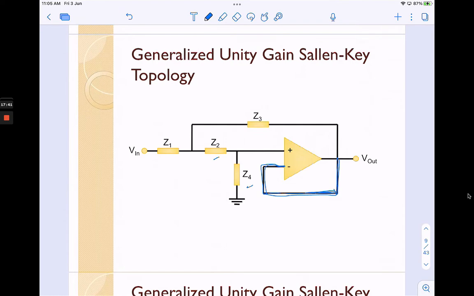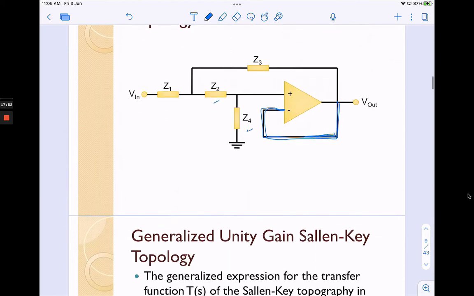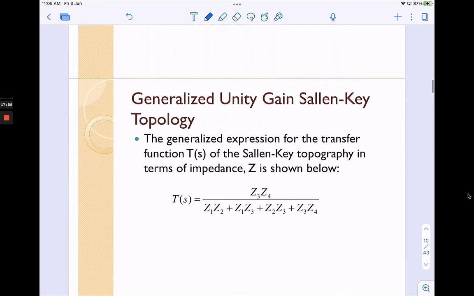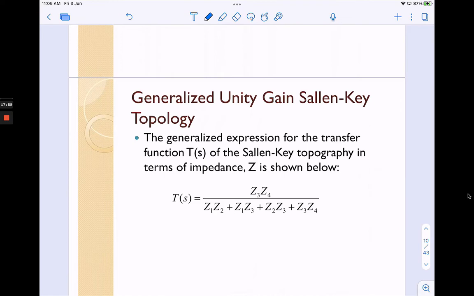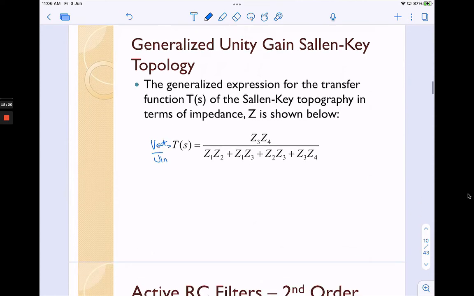Okay, so the difference between the high pass filter and low pass filter configuration for this Sallen-Key is just the location of the capacitor and resistor. Okay, so for this generalized topology of a Sallen-Key filter, the transfer function Vout over Vin of the system is given by Z3 Z4 over Z1 Z2 plus Z1 Z3 plus Z2 Z3 plus Z3 and Z4.